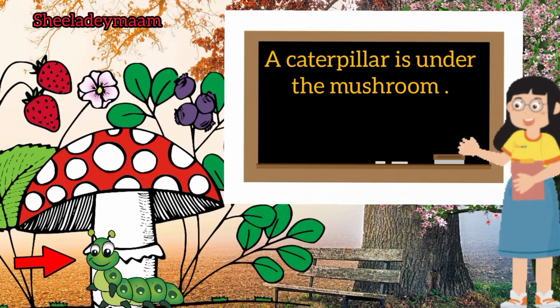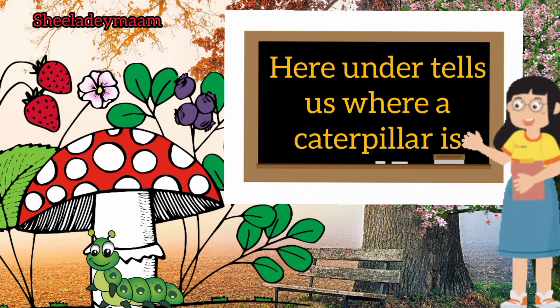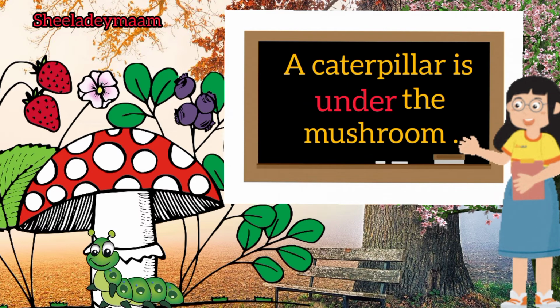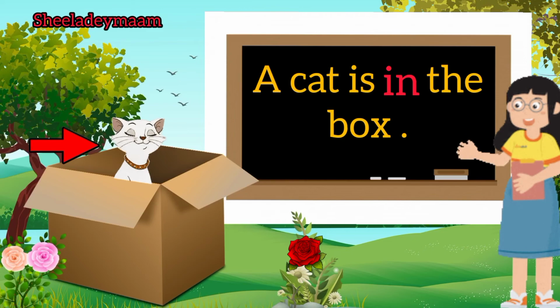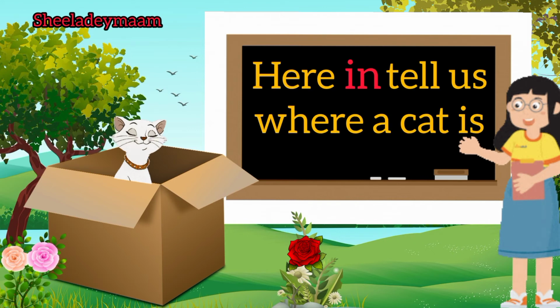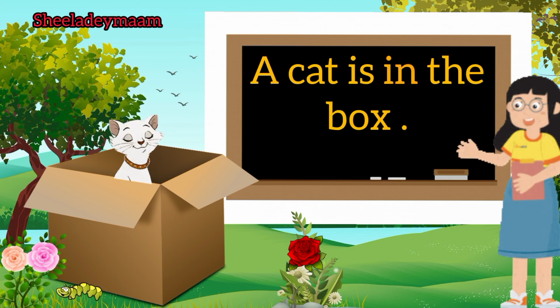A caterpillar is under the mushroom. Here, under tells us where a caterpillar is. So, under is a position word. A cat is in the box. Here, in tells us where a cat is. So, in is a position word.